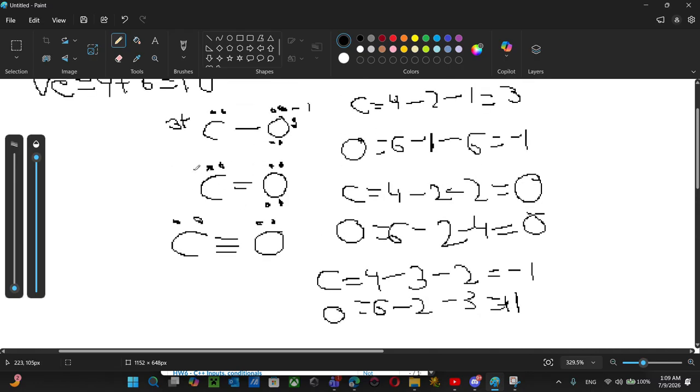Even though the last one looks the most correct because we minimize the charges, this one is the proper one due to the fact that C follows the octet rule. Yeah, it's because C follows the octet rule, so that means that this is the most proper lowest energy structure.